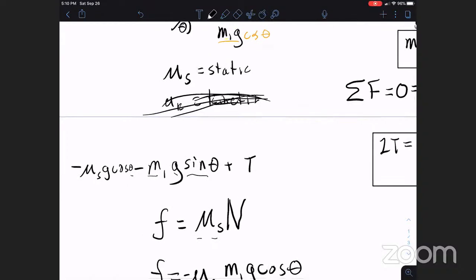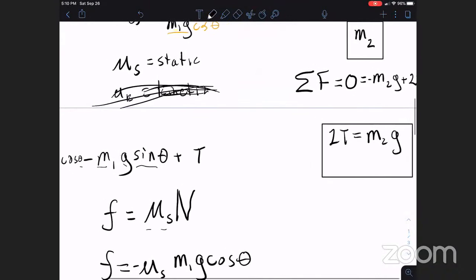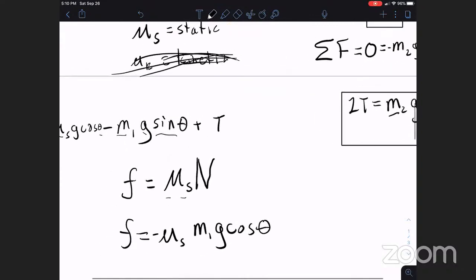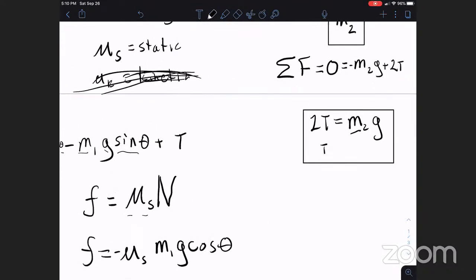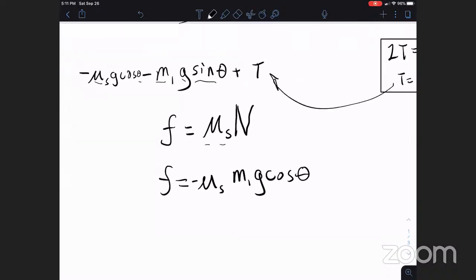You could solve for your coefficient of friction if you wanted to. You could solve for pretty much anything in this situation. Let's say right now that we want to solve for the value of mass 2. So the first thing that we do is say that tension is equal to m2 g divided by 2. Great. Now we're going to take that and plug that into this equation that we just got here.